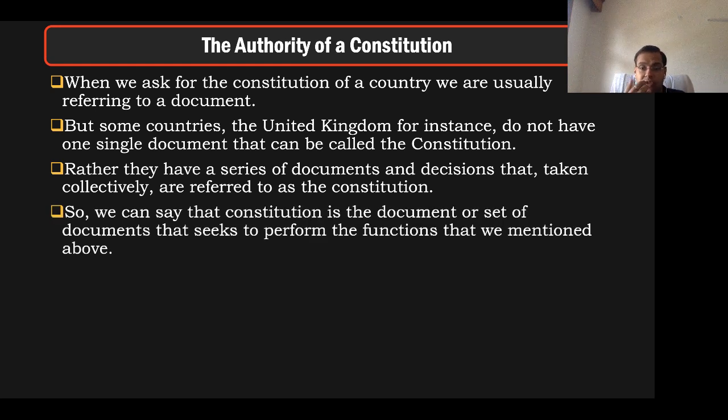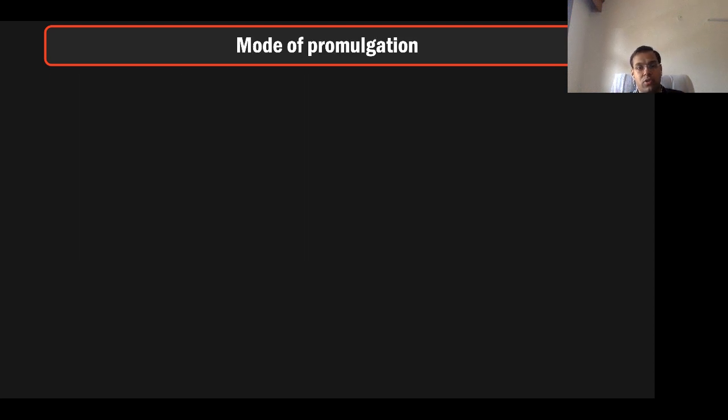So we can say that a constitution is the document or set of documents, or a collective set of documents, that seeks to perform the functions that we mentioned above. All the functions that we have discussed previously are very much there, and we seek to perform those functions. This is the authority of a constitution.